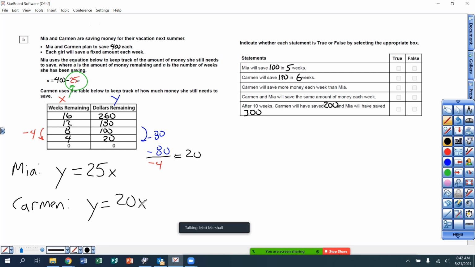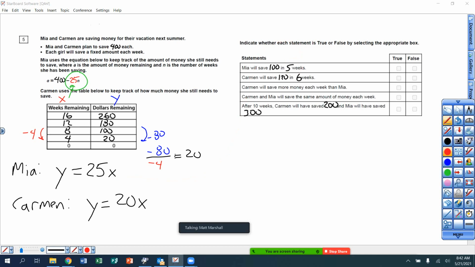All right, now I'm going to use these two equations to answer the true-false questions. So the first one says Mia saves $100 in 5 weeks. For you to see if that's true or false, you're going to take Mia's equation right there, take that 5, plug it in right there, and do the math.